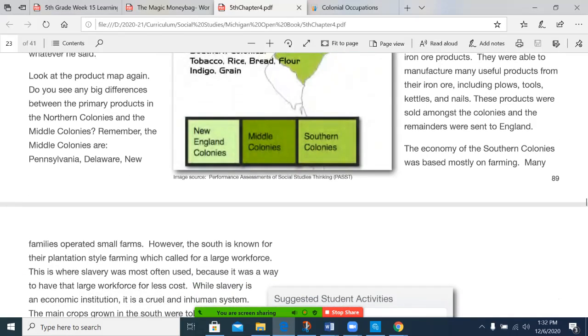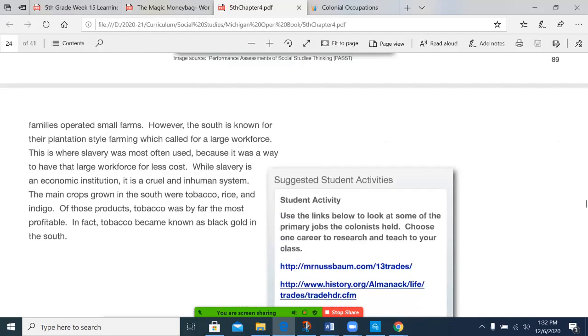The economy of the southern colonies was based mostly on farming. Many families operated small farms. However, the South is known for their plantation style farming, which often called for a large workforce. This is where slavery was most often used, because it was a way to have that large workforce for less cost. While slavery is an economic institution, it is a cruel and inhumane system.